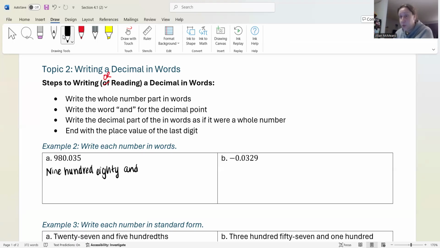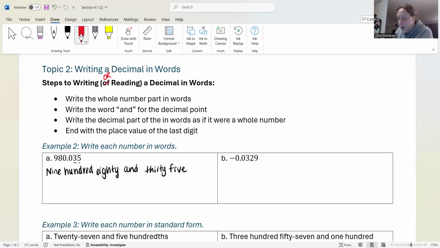Now we've got 035. We don't want to say the O, or the zero. If there's a zero between the decimal and the rest of the number, you don't say it. So we're just looking at saying 35, which we know is just 35. So we're going to say 980 and 35. Well, 35 what? So we have to end with the place value of the last digit, which is a 5.